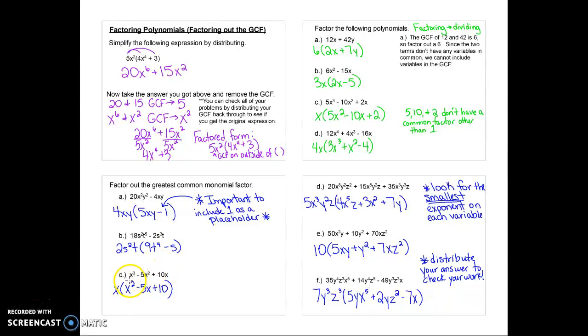In this third example, the only thing you can pull out of each one of these is an x. So that's the only thing that divides out. There is no coefficient that is common to all three of them. So you just pull out an x.